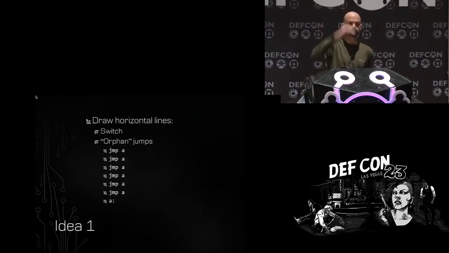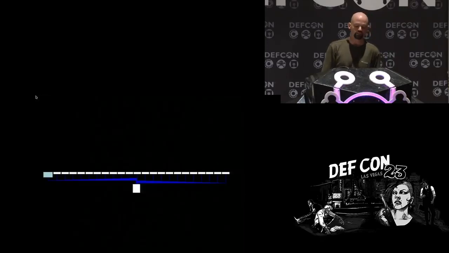So let's say you've got a whole bunch of jumps that all jump to exactly one location. It's not really clear how the program got to this jump here because the instruction right before it didn't go to this jump. So we've got all these jumps that didn't seem to come from anywhere. And when you have that situation, it turns into basically a horizontal line in the control flow graph. So I can draw horizontal lines using that technique.